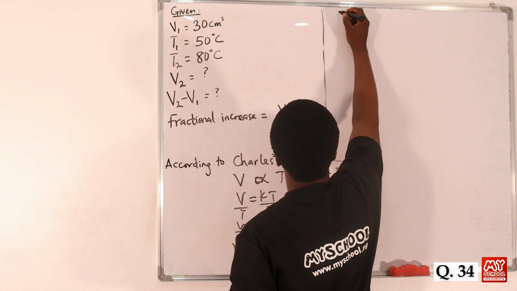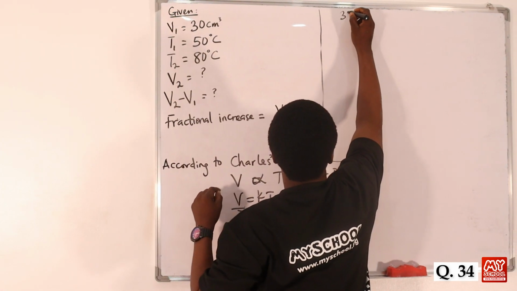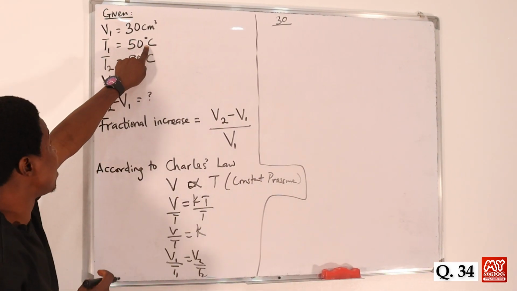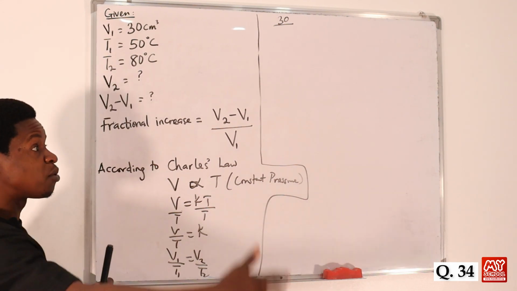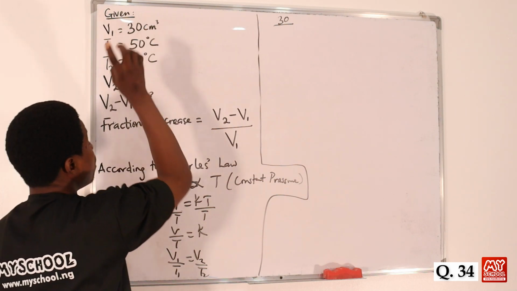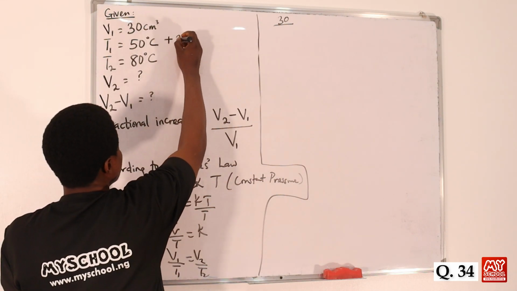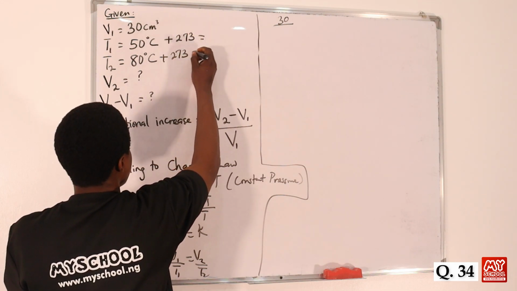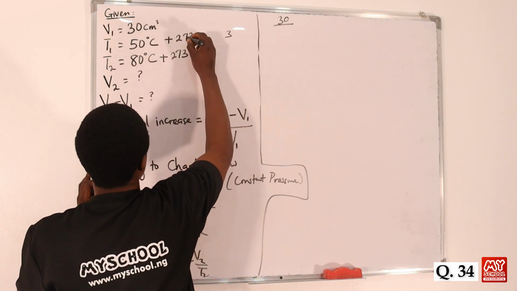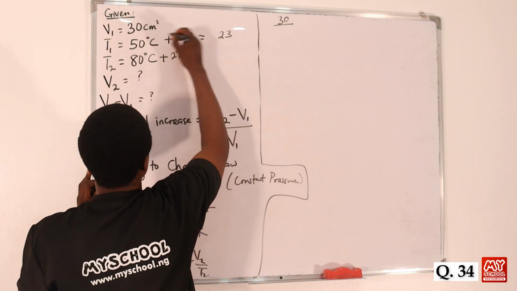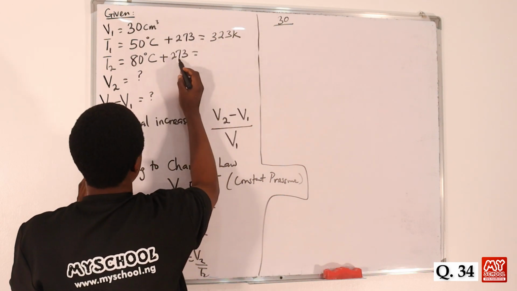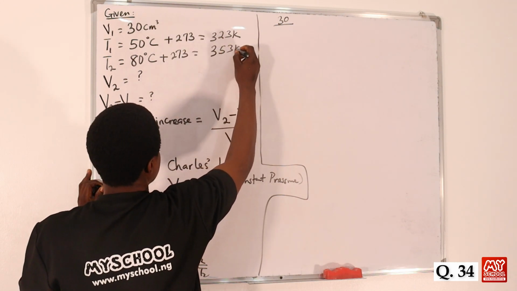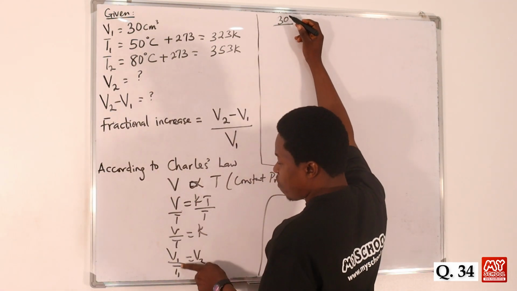We're given our V1 already. V1 was 30, so we write 30 here, over T1, that's the initial temperature. Now, don't forget that this is in degrees Celsius. Because we talk about absolute temperature in Charles' law, we must convert this to Kelvin. So we add 273 to this, that gives 323 Kelvin. Then we add 273 to this one, that gives 353 Kelvin.